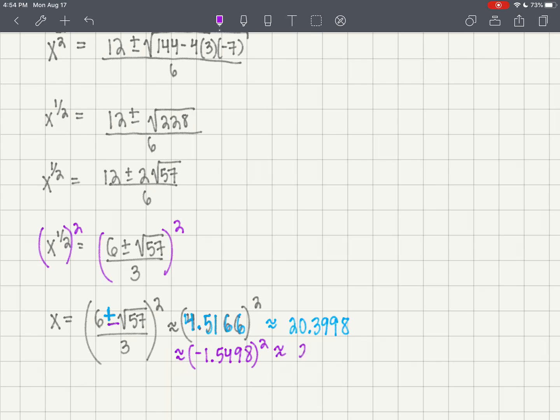And I get approximately 2.4020. My 19 is going to become a 20. So 2.4020 if we're going out 4 decimal places.